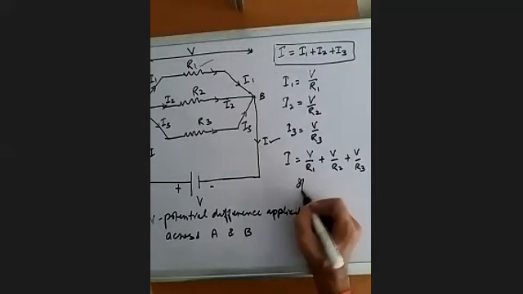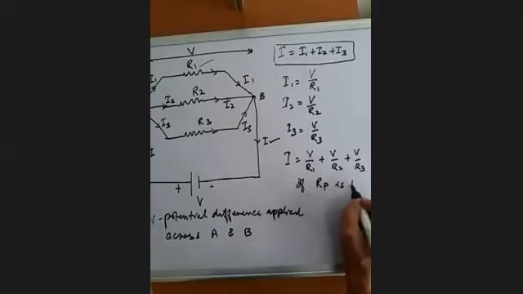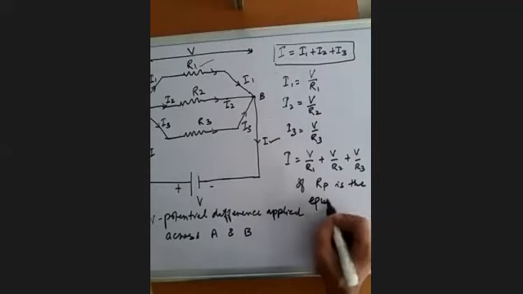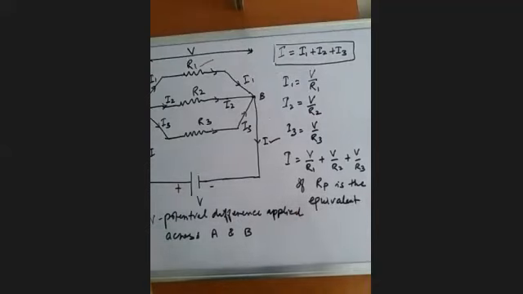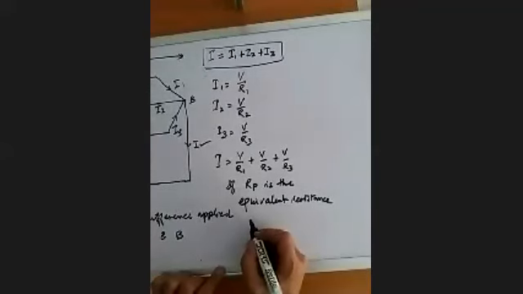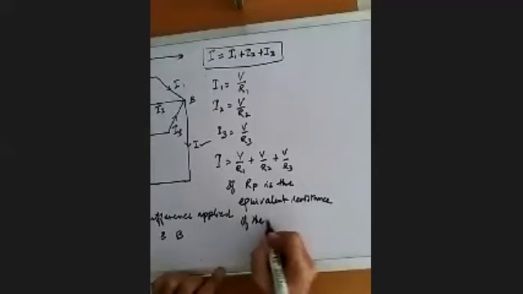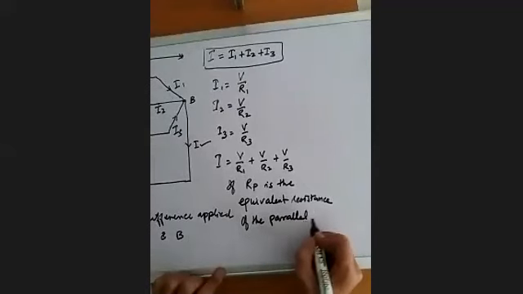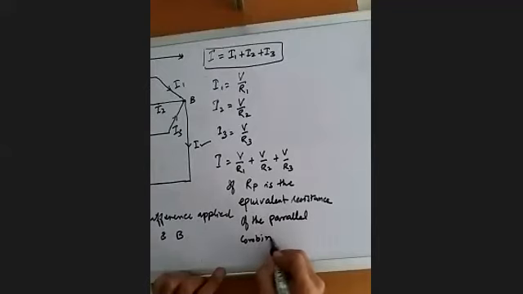Now, as I discussed, RP is the equivalent resistance. So you can say equivalent, or you can say effective, or you can say resultant, equivalent resistance of the parallel combination of what are the values, R1, R2 and R3.